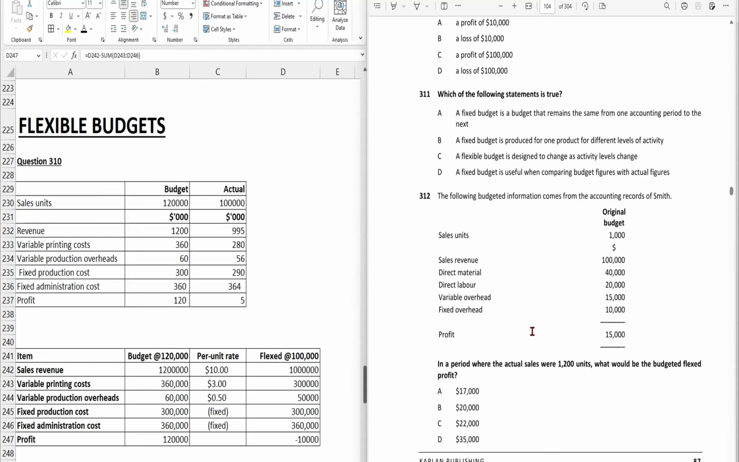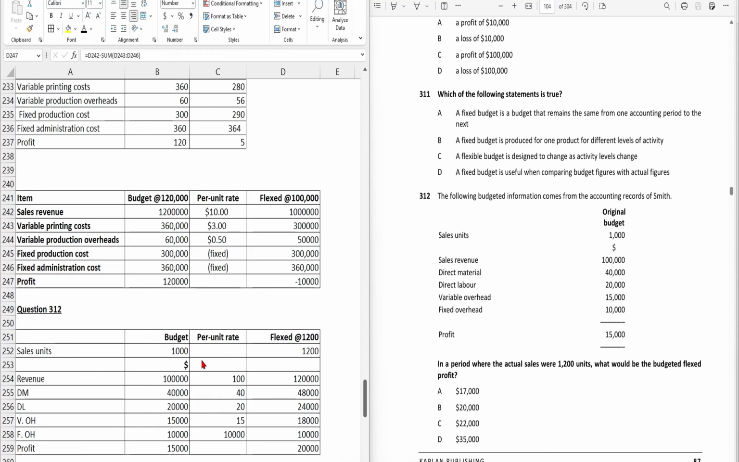So let me copy paste this information again. So I have done this question for you. Here it is, it's a sales figure. I have just copy pasted this information from the question given, and again I have calculated the per unit rate. I divided this figure by the unit, and this gives me the 100.